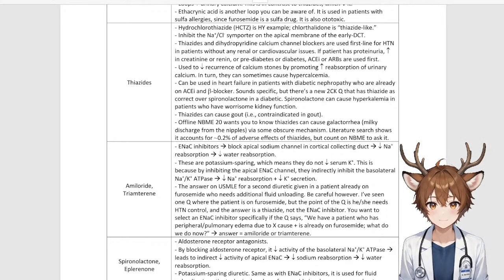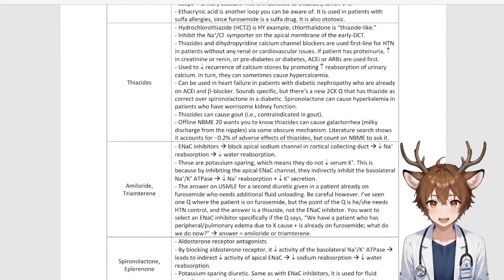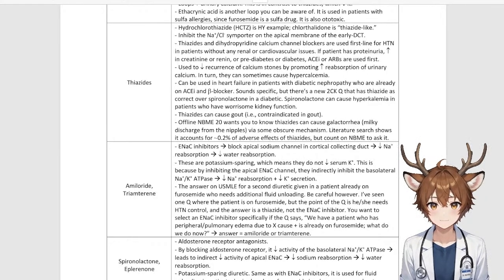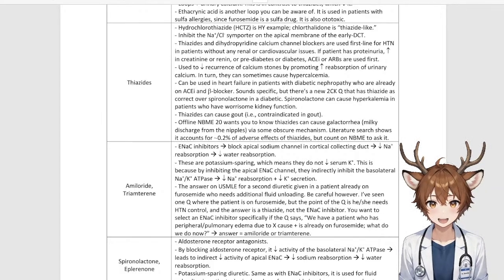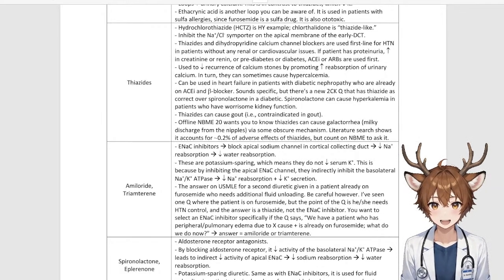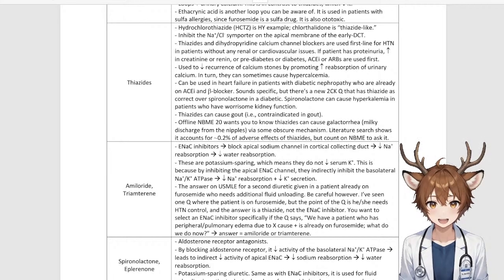contraindicated in gout. Offline NBME 20 wants you to know thiazides can cause galactorrhea, milky white discharge from the nipples, via some obscure mechanism. Literature shows that it accounts for 0.2% of adverse effects of thiazides, but count on NBME to ask it, of course.